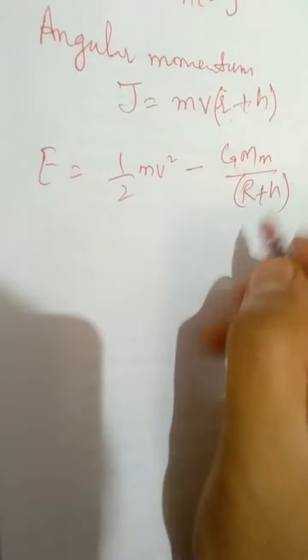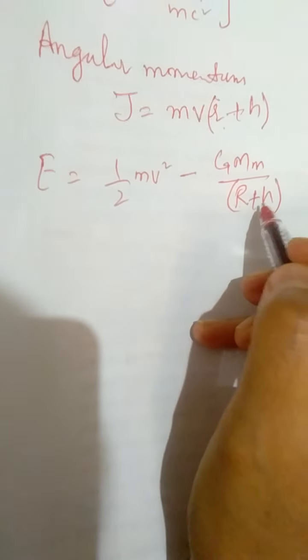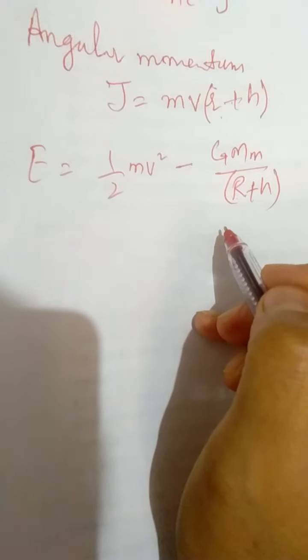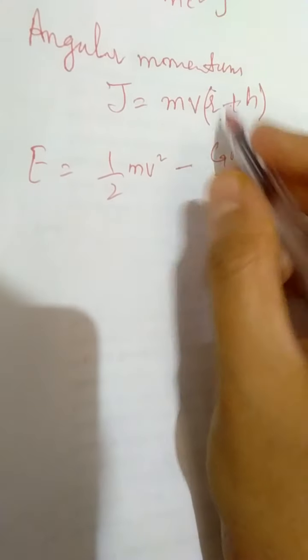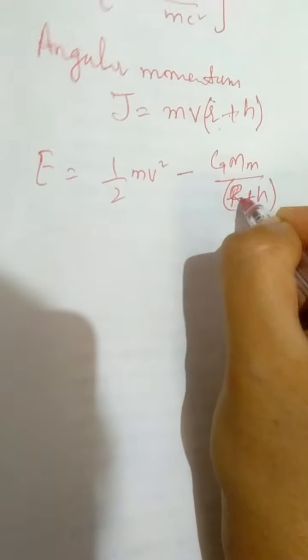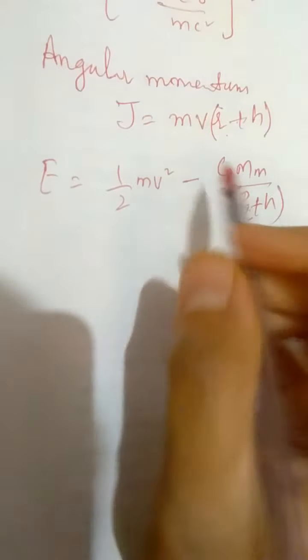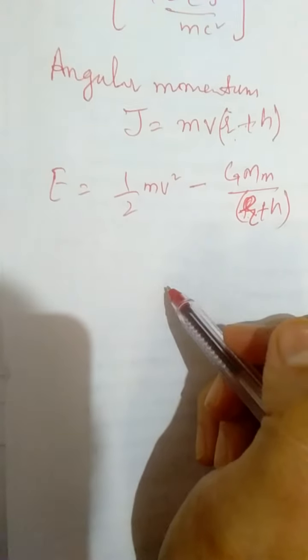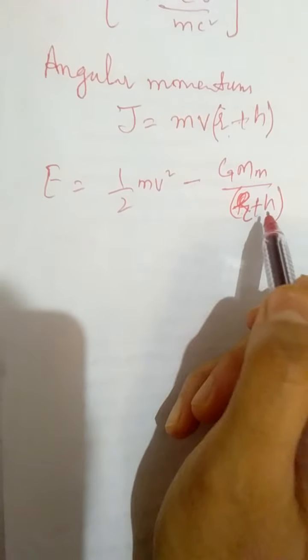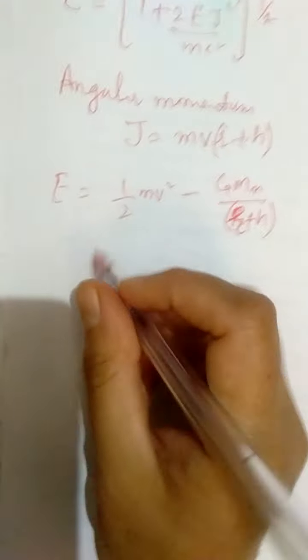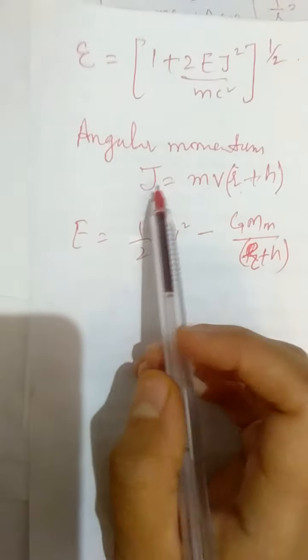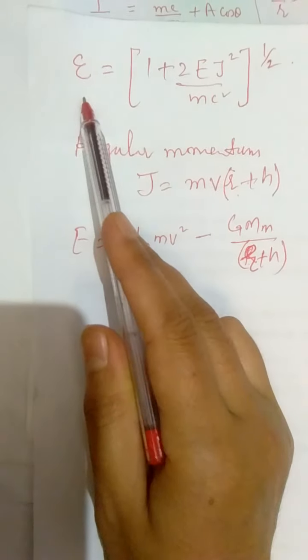Here r is the radius of Earth, h is the height at which the satellite has been projected. In fact, you need to keep a common notation, keep r small everywhere or capital everywhere. Since we are choosing a small r everywhere, we'll keep it small r. r is the radius of Earth, h is the height of the satellite at which it has been revolving around the Earth, right?